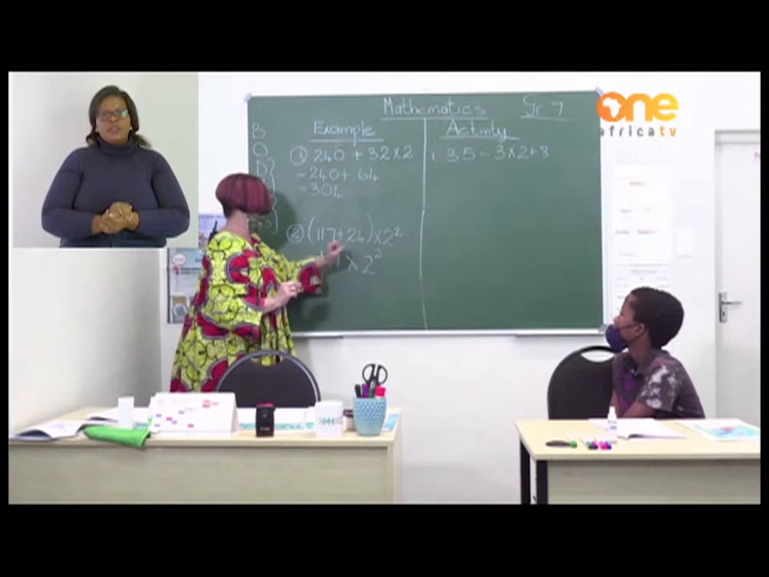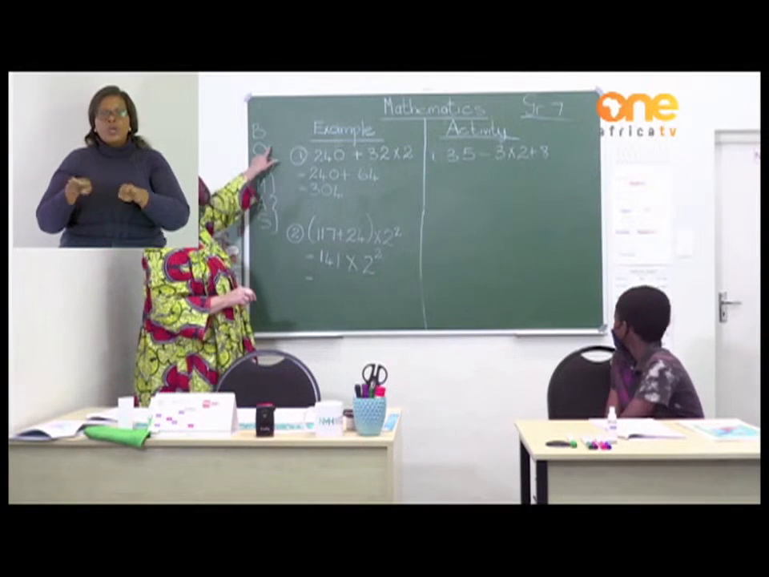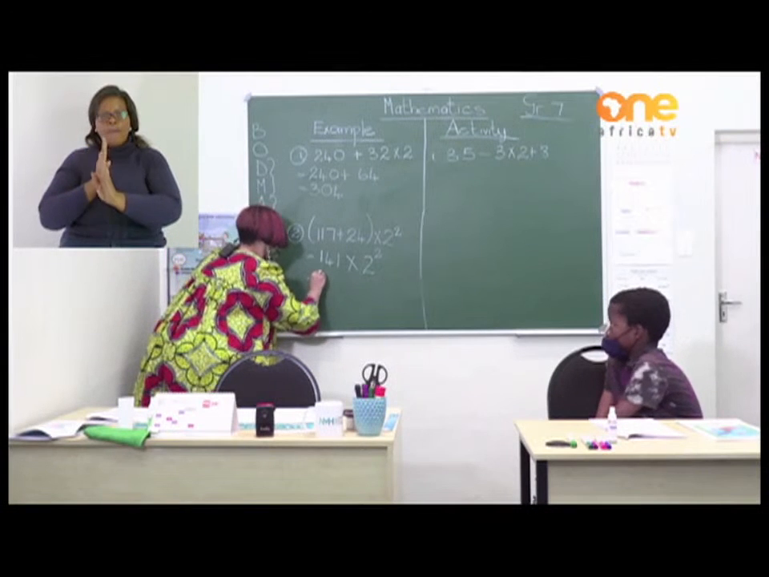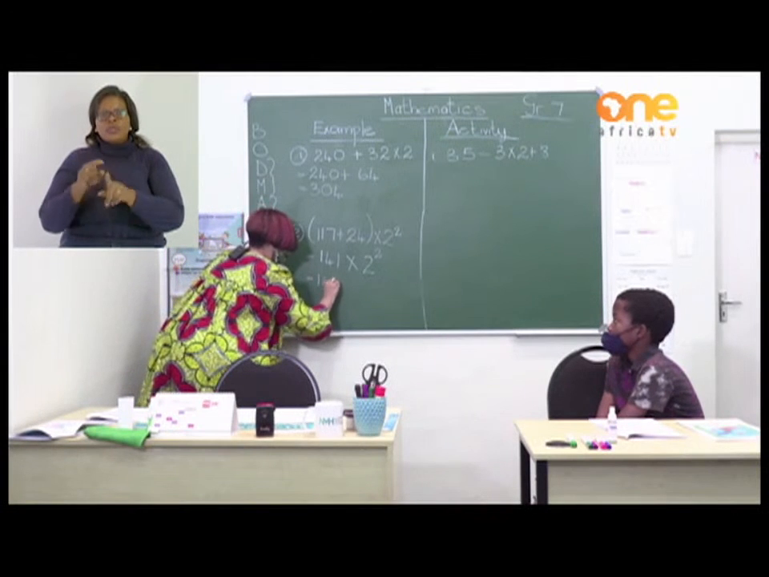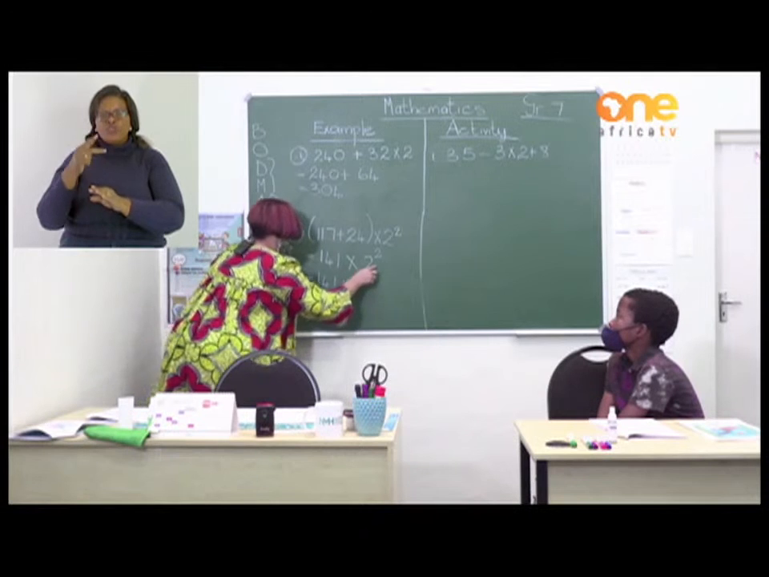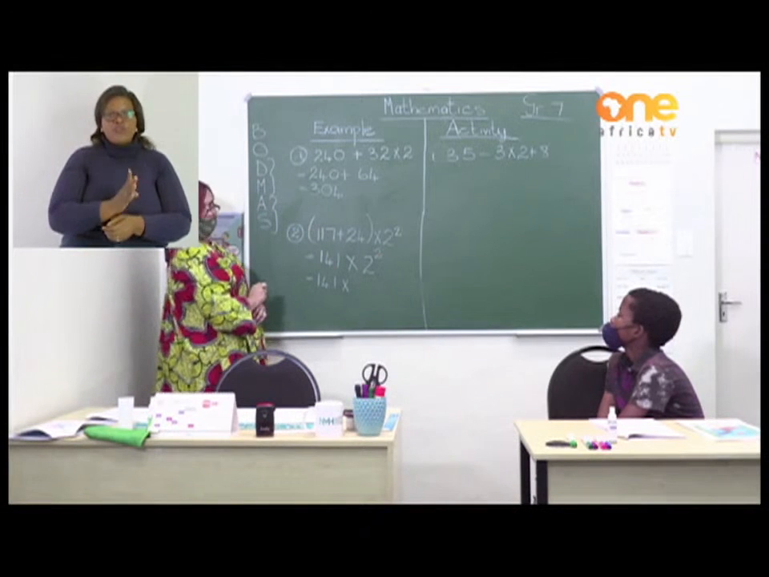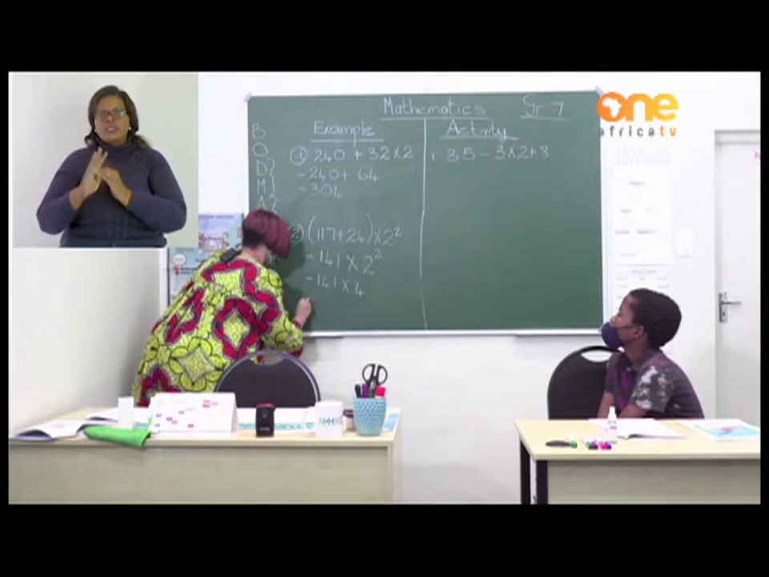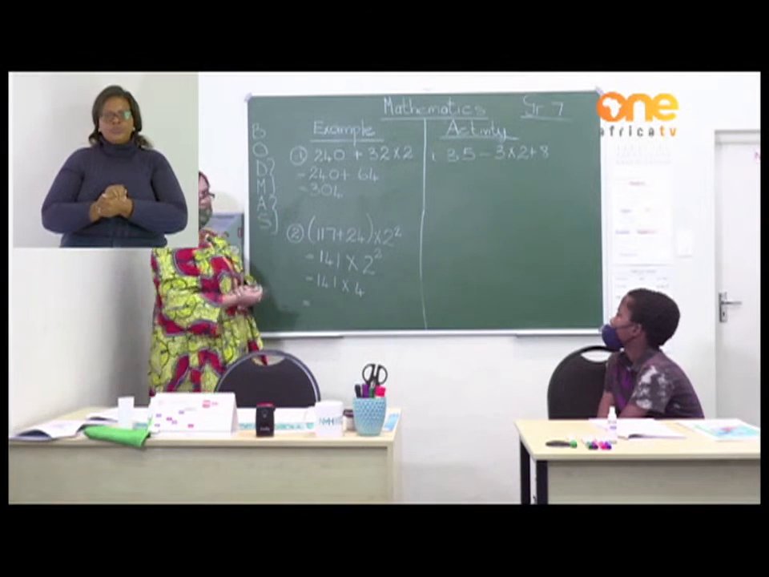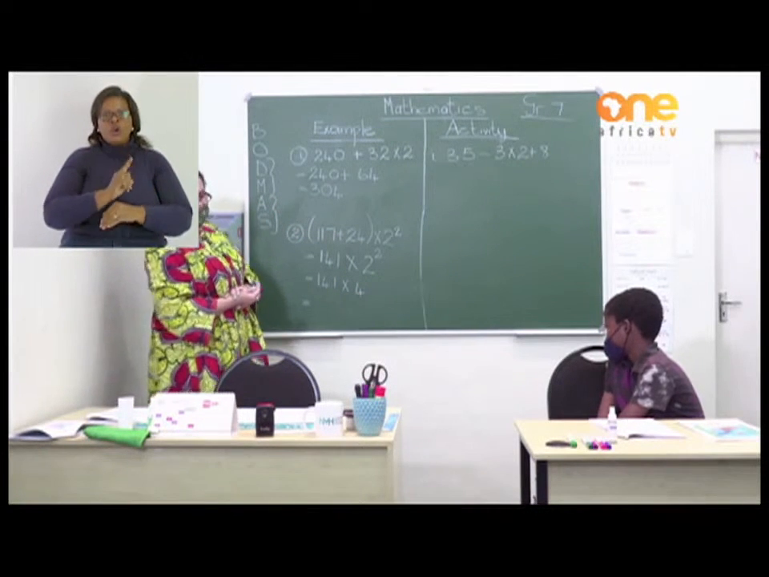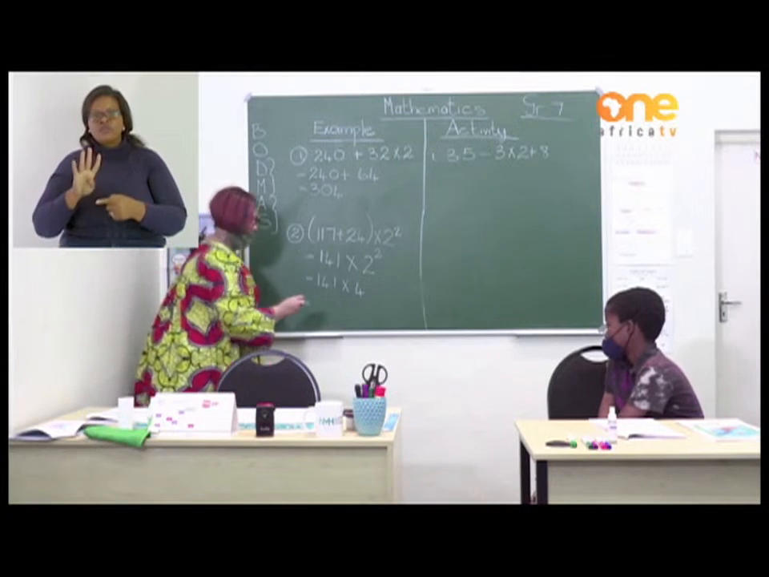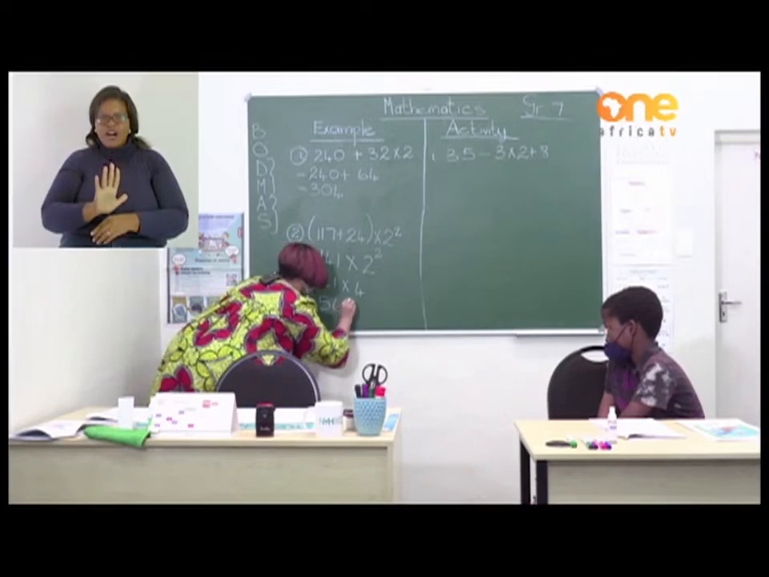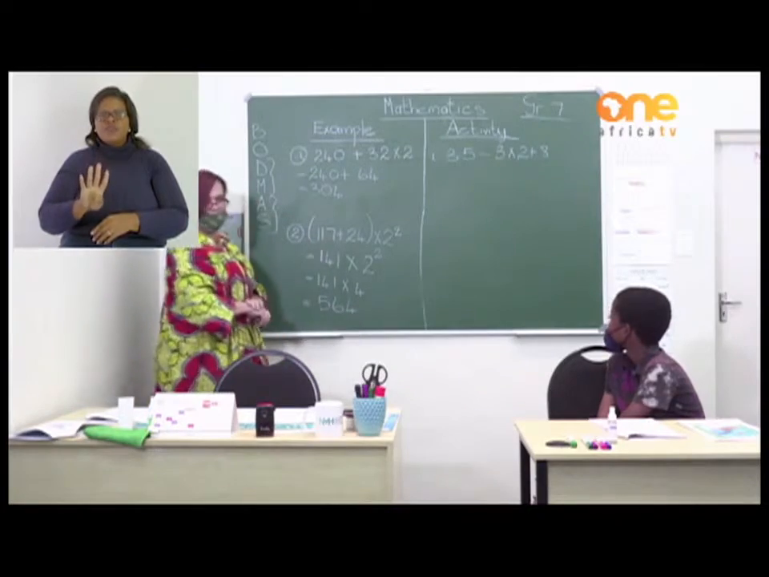So what will I do now? I will do my exponent or order next. So I have 141 times 2 squared. 2 squared is 4. So 141 times 4 gives me 564.